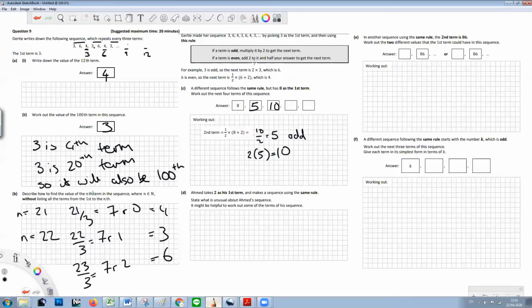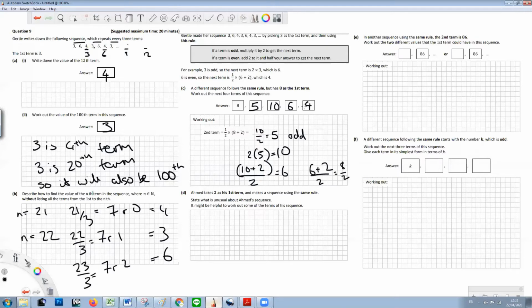Using this logic, 10 is now an even term, so we need to add 2 to it and then divide it by 2. So it's going to be 12 divided by 2, which is 6. So this term is going to be 6. And then we're told that if it's an even term, we need to do the same thing. So it's going to be 6 plus 2 over 2, so 8 over 2 is going to be 4.